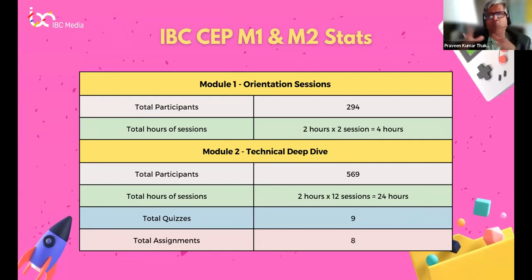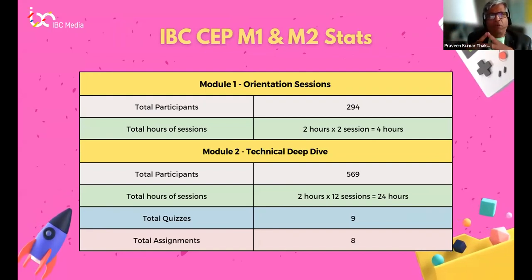Of course, we have got a lot of statistics. I didn't want to clutter the page here, so I wanted to keep it very simple. Total participants in module one, we had around 300, and we had two sessions which focused on several key aspects of the industry. We had a series of technical deep sessions where 569, 570 people attended. Pretty intense sessions led by Mr. Selvaraju, our star faculty. We had Deepak Chaudhary, who was instrumental in imparting knowledge from his real hands-on experience. And for sure, Deepak Singh was orchestrating the whole program.